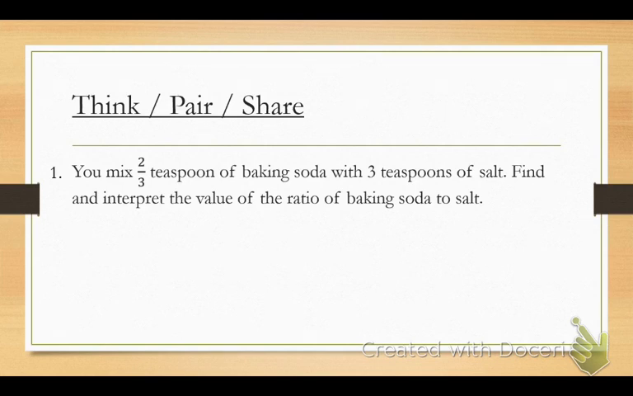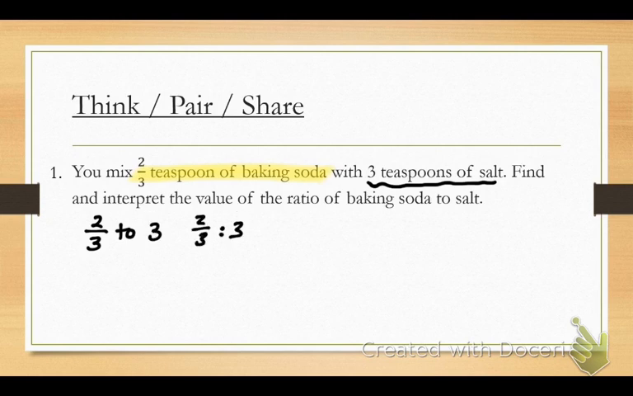For this next problem, it says you mix 2/3 teaspoon of baking soda with 3 teaspoons of salt. Find and interpret the value of the ratio of baking soda to salt. Remember, whenever we are doing this, we take the first ratio, 2/3 teaspoon of baking soda. We write that down first because it came first, okay? So that makes sense, 2/3. And then I am going to compare it with 3 teaspoons of salt. So there's multiple ways that I can do this. Remember how we said we could do 2/3 to 3? What was the last way that I said? 2/3 divided by 3. That's the thing that I really want us to focus on.